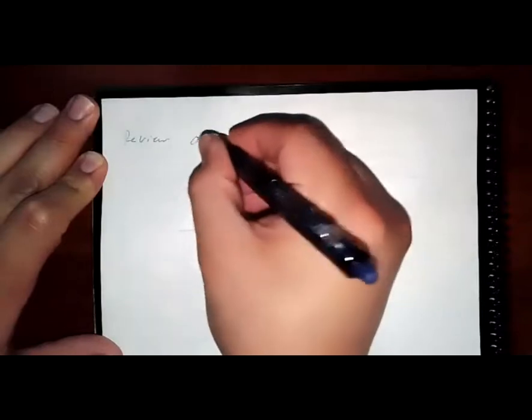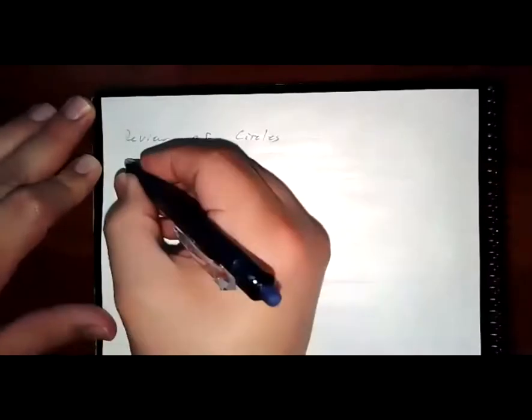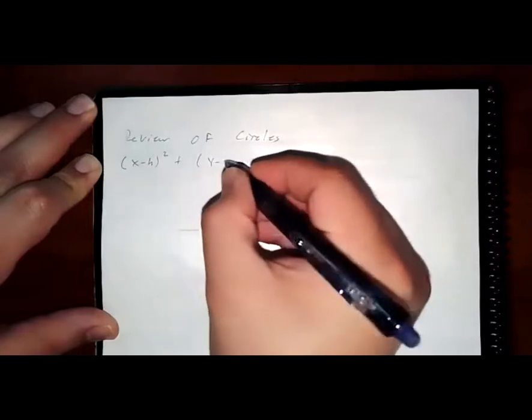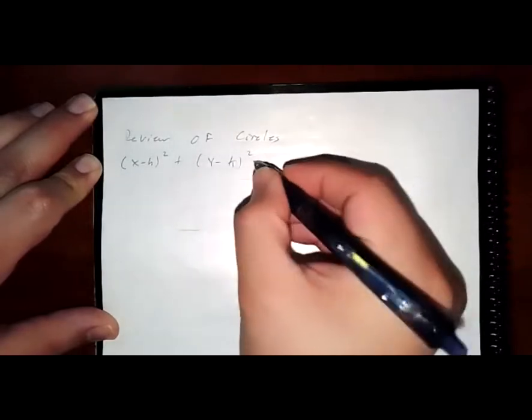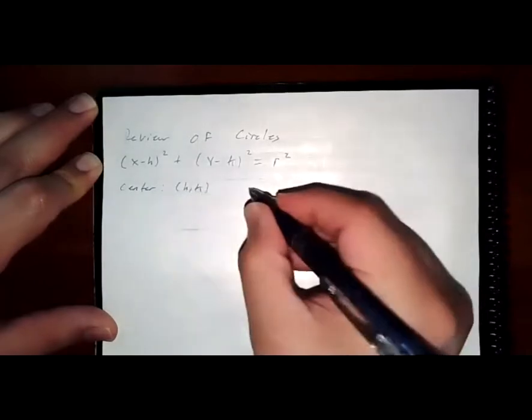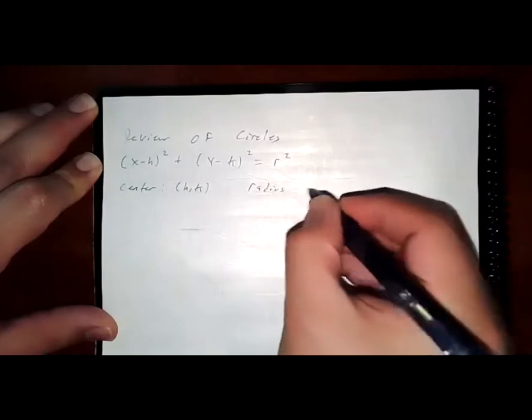All right. Let me do a circle example. Review of circles. Okay, so first thing we wrote was the standard form, that we need this formula here. So then, remember the center is at (h, k) and radius is equal to r, right?